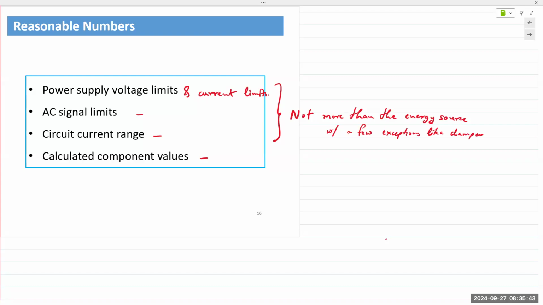And then calculate component values. You also have tolerances for resistors and capacitor values. In theoretical circuit analysis, everything is ideal, meaning a 10 ohm resistor will have a 10 ohm value. In real life, the 10 ohm could be 10.01 or 9.99, right? So there is a minor variation in there.